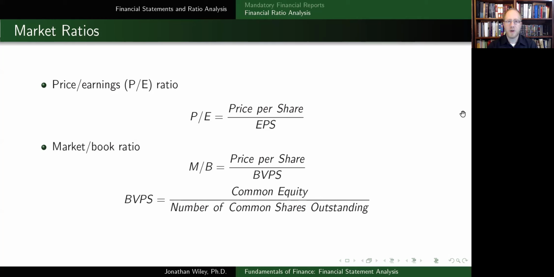All right, so you could also calculate various other market ratios, price to cash flow, price to free cash flow, and so on. But the idea is very similar to what I've discussed so far.